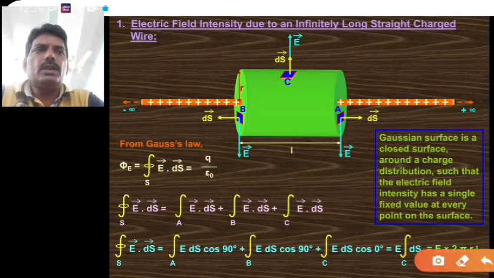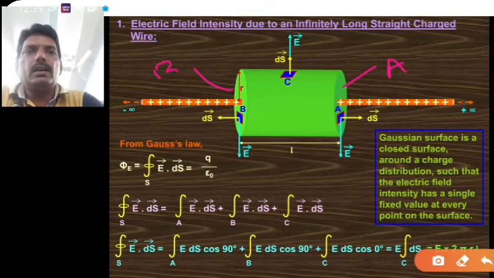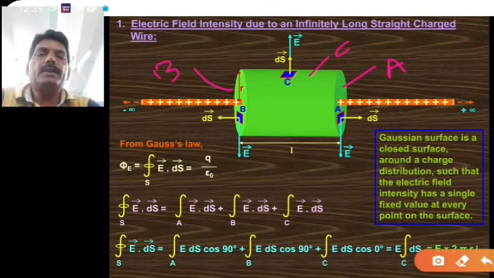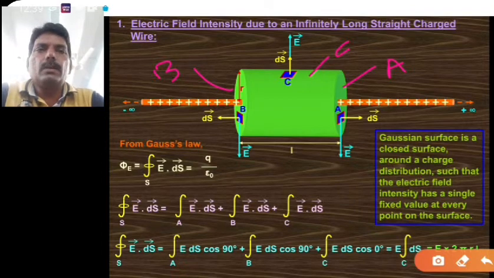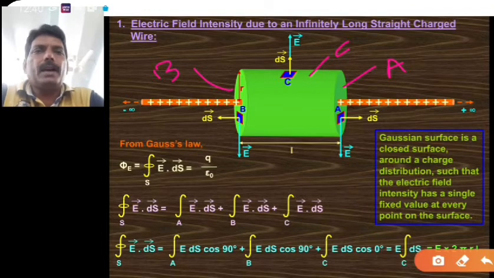No doubt students, you know that the cylinder has three surfaces. Suppose this surface is surface A, this is B, and the curved surface is C. That means you have three surfaces, so you have to divide this figure into three parts: part A, part B, and part C.